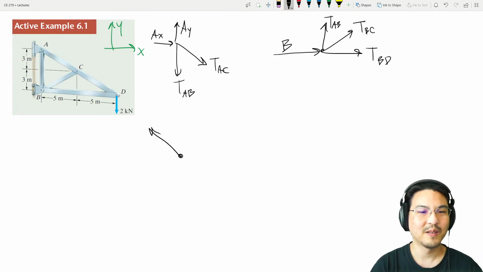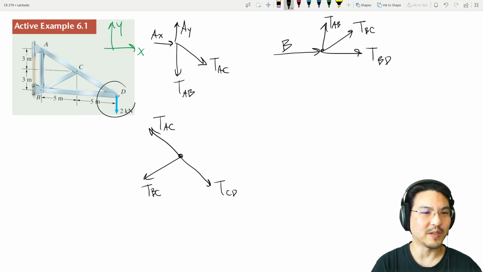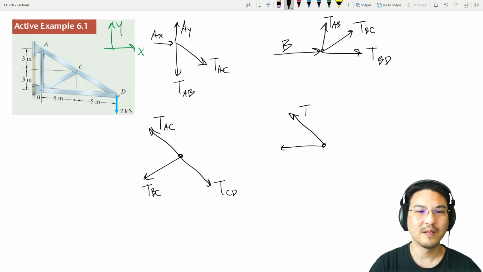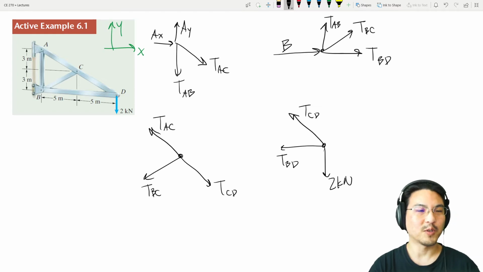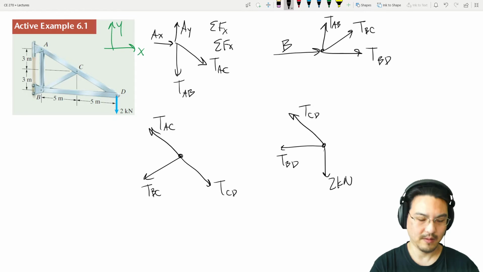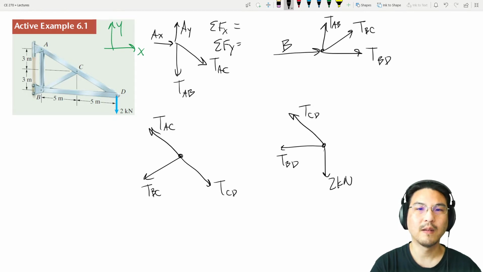So there are three axial forces, AC, BC, CD. Okay, and then joint D is over here. I'll just draw it right here. So there's this beam and this one, and the 2 kilonewton load here. Okay, so 4 joints, 4 free body diagrams. For each free body diagram, you can write 2 equations.